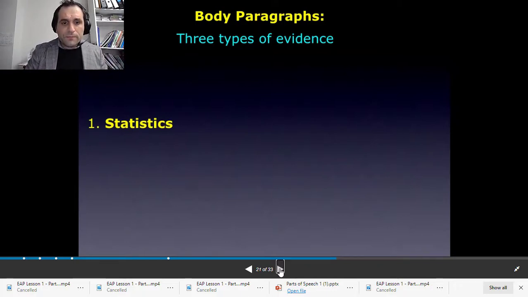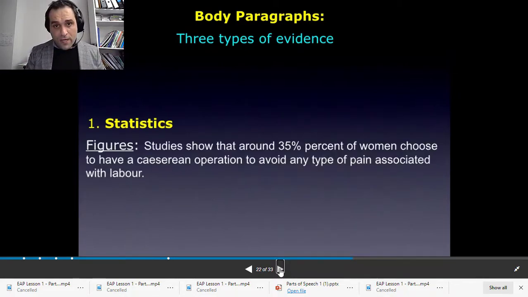So, for example, studies show that around 35% of women choose to have a cesarean operation to avoid any type of pain associated with labor. Oh, so now it's not only an opinion anymore. It is not only an opinion anymore, it's also supported by key figures. Okay? Which is 35%. And studies show. That means somebody studied the topic.